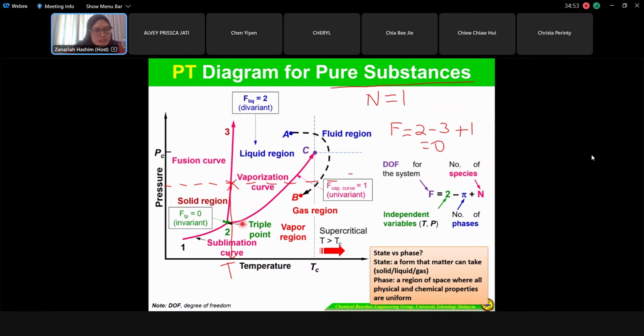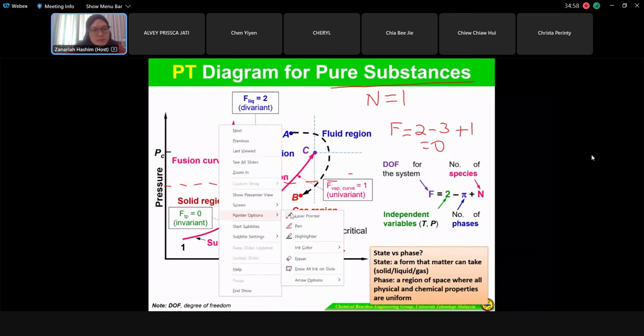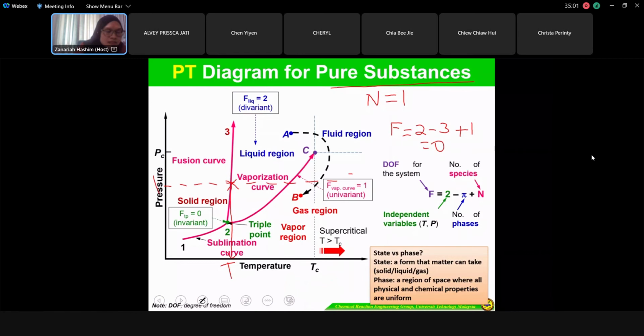What it means is that, just now I showed you this dashed line for P. So let's say you have this P value here. If you fix this P at this value and want to find the T on the fusion curve, you can only have this one value T here. There's only one T value. And if you want to find the T value for the vaporization curve on this line that falls exactly here, you can only find this T. So that is what it means. You can only have 1 degree of freedom.